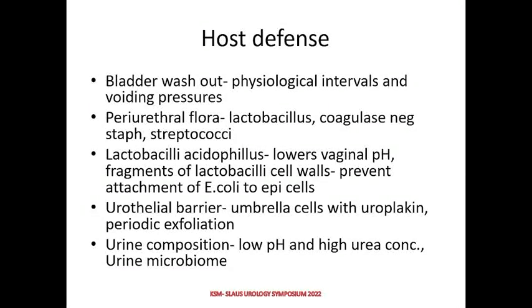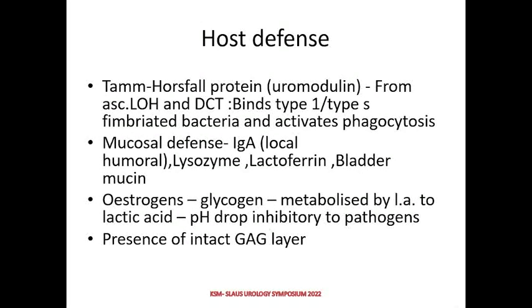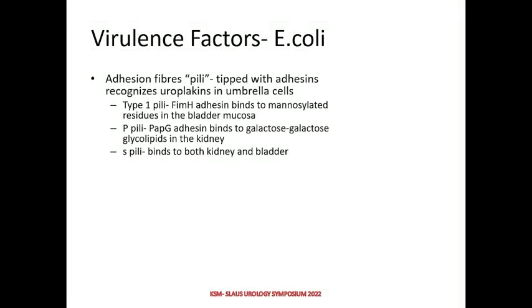Presence of uroplakin in the urothelial cells or the umbrella cells again will prevent urinary tract infection. Tamm-Horsfall protein, secreted from the distal convoluted tubule and ascending limb of loop of Henle, will reduce the binding of type 1 fimbria, which we are going to talk about later, with the urothelium, and will activate phagocytosis of the bacteria. Mucosal defense, like locally secreted immunoglobulin, will prevent urinary tract infection. And the presence of a glycosaminoglycan layer will inhibit the invasion of bacteria in the urothelium.